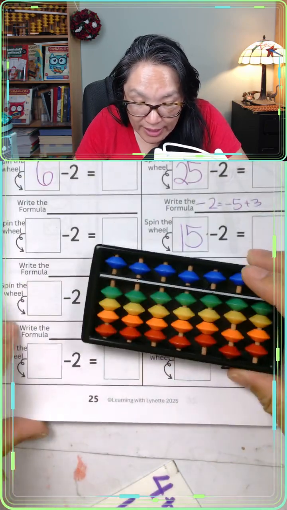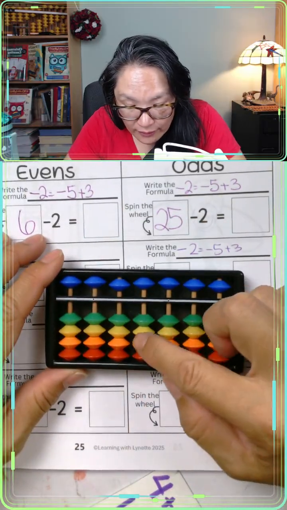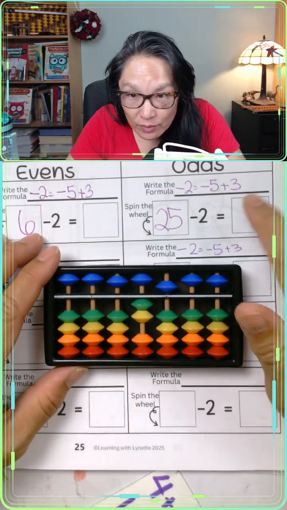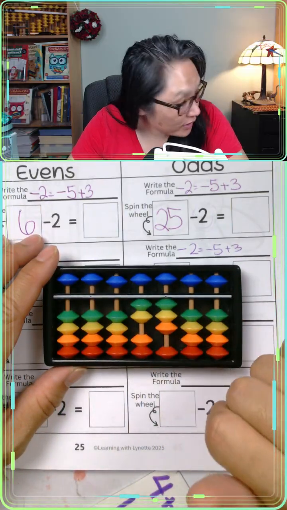And then we could do it again here. We have 25. And then we need to take away the 2. Take away the 2 is what? Minus the 5 plus the 3. And my final answer is 23.